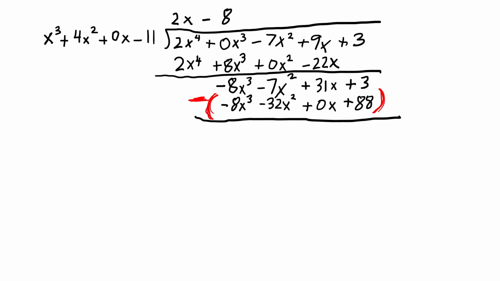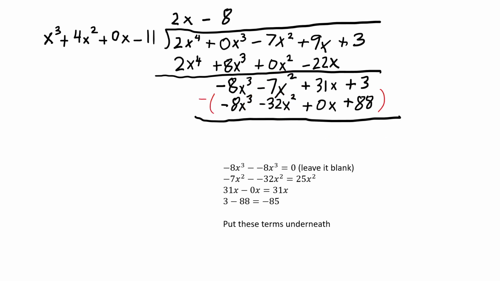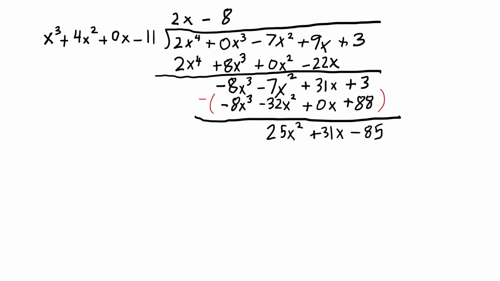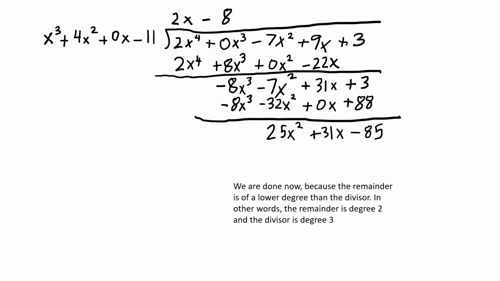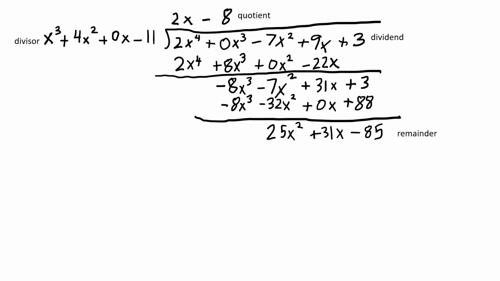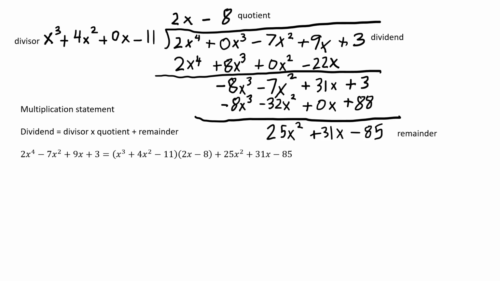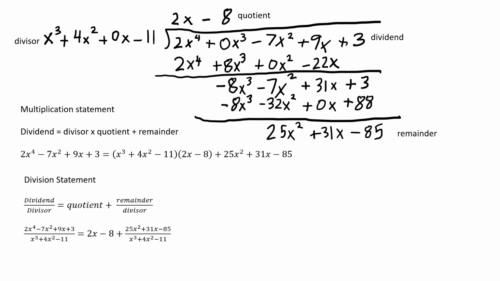Now, negative 8x cubed minus negative 8x cubed is 0. Negative 7x squared minus negative 32x squared is positive 25x squared. 31x minus 0x is 31x. 3 minus 88 is negative 85. I've now got a quadratic remainder. And that's good to know because I started off with a cubic divisor. When the remainder is a lower degree than the divisor, you're done. Okay? So we know our quotient, divisor, dividend, and remainder, and we can just state our multiplication statement, remembering the rule, and we can state our division statement, remembering the rule.